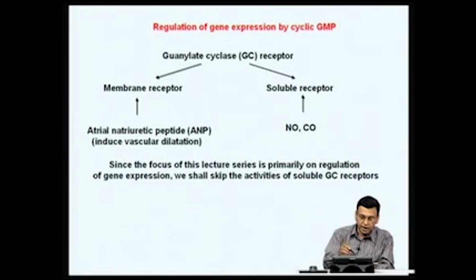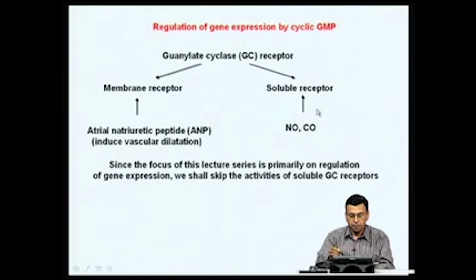GMP. Now, there are actually two kinds of guanylate cyclase receptors, and what we have been discussing so far is about the membrane receptor, which actually results in cyclic GMP. There are also what are called soluble receptors, which are activated by molecules like nitric oxide and carbon monoxide and so on and so forth.